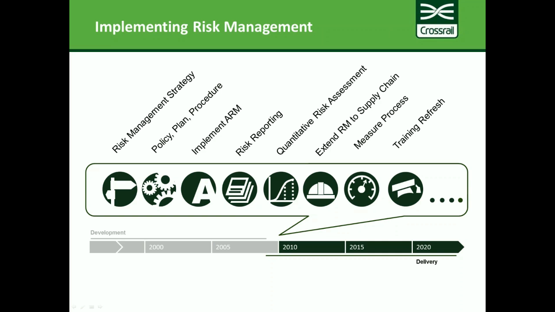And we also put in place risk reporting. Quantitative risk, as I've already said, is a key part of how we supported the projects, and that was implemented across all the projects in 2011. And then we extended risk management into the supply chain. There are quite a lot of process measurements, some of which we'll talk about now, but some of which will come up in some of the later webinars around performance assurance and commercial assurance, and then really keeping on top of training and keeping on top of putting the message out throughout the rest of the delivery phase. So that really is a picture of how we implemented risk management.